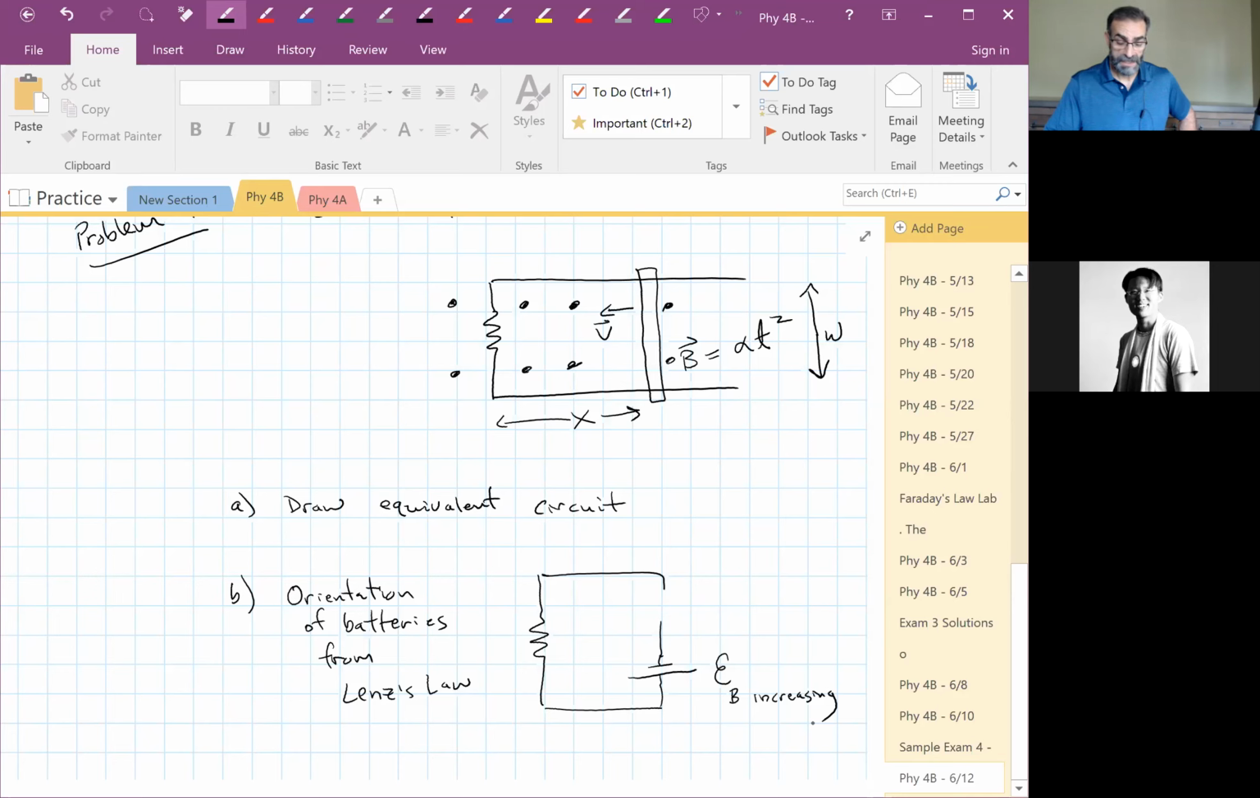It would be decreasing the flux, so current would get set up to try to increase the flux. It would get set up counterclockwise. We good with that? So I could draw a battery over here and call that E velocity.